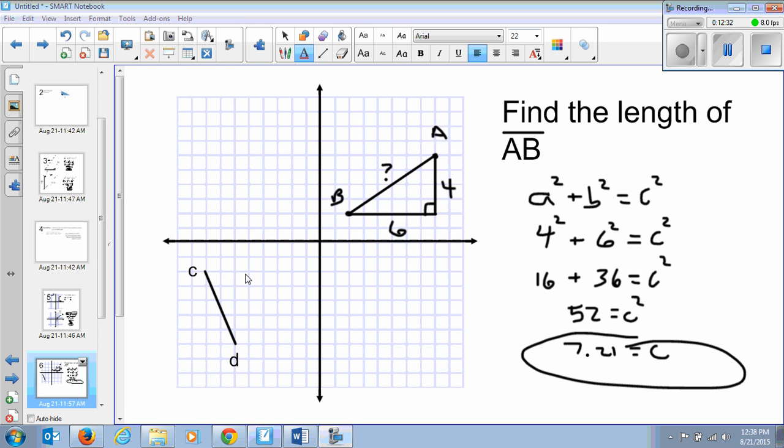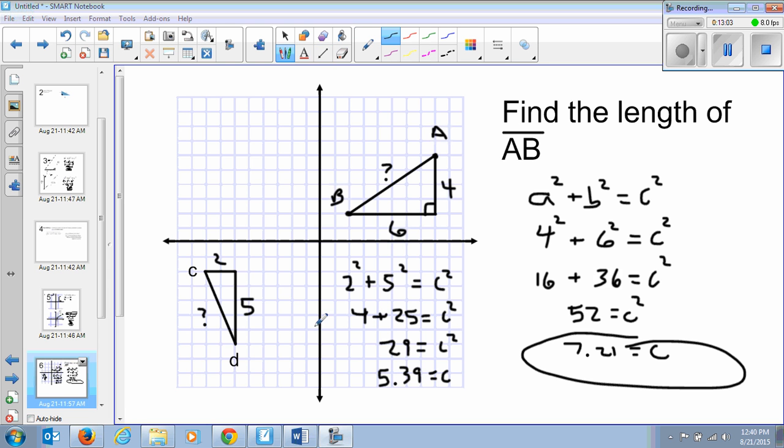Over here I've drawn another line segment. We'll call it CD. Let's see if you can find the length of CD using the Pythagorean theorem. So go ahead and try this on your own, and then I'll show you my answer. You should draw in the sides of the triangles. So we have from C over to where D is, we have from D up to where C is. Creates a right triangle. So go ahead, pause this for a minute, try to do the work, and then I'll show you my answer.